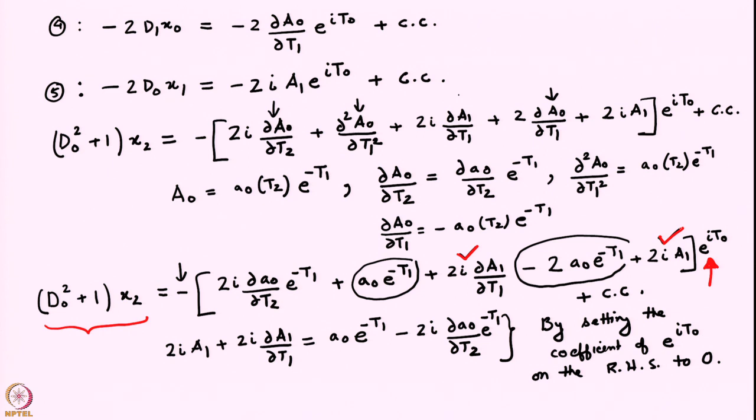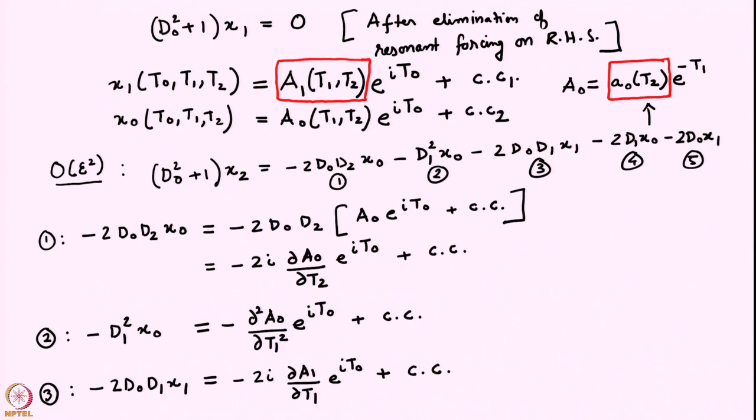Okay, so this now is telling me something interesting. Like before, it seems to be giving us an equation governing A1. Recall that A1 was an unknown at order epsilon. A1 was just some unknown function of T1 and T2. We have seen this before.